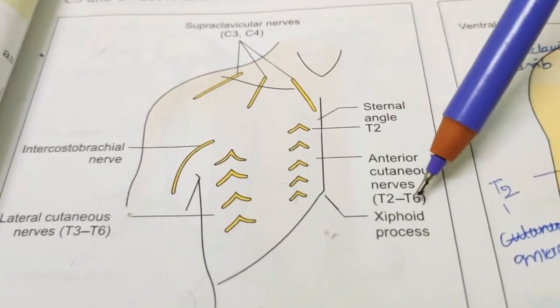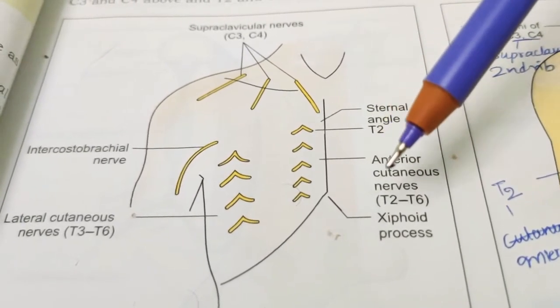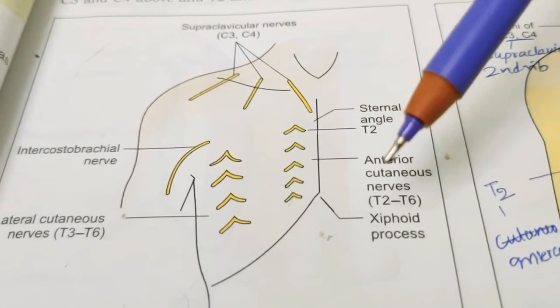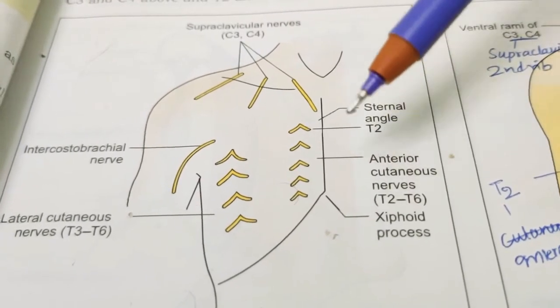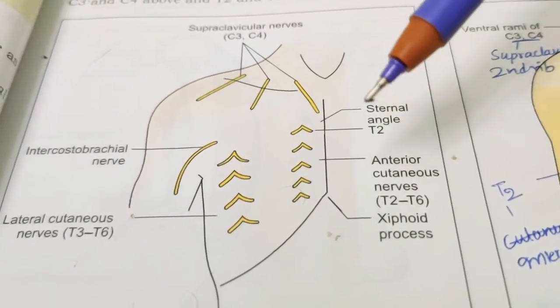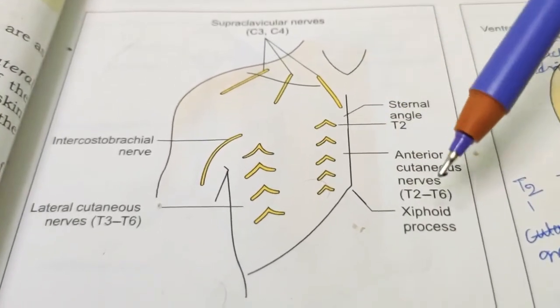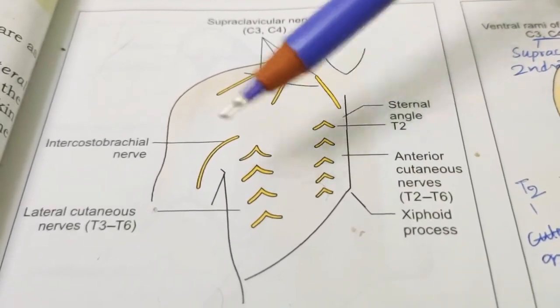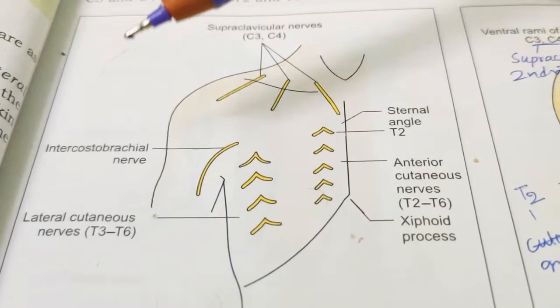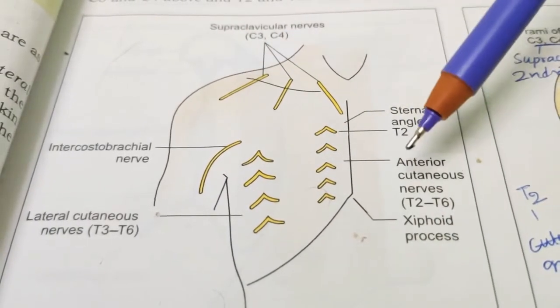First we need to understand what the contents of the superficial fascia are. Coming to its contents, it has the cutaneous nerves. So what are the cutaneous nerves? You can see here, it's mentioned: anterior cutaneous nerve, lateral cutaneous nerve. These are the different cutaneous nerves, and we are going to discuss them.